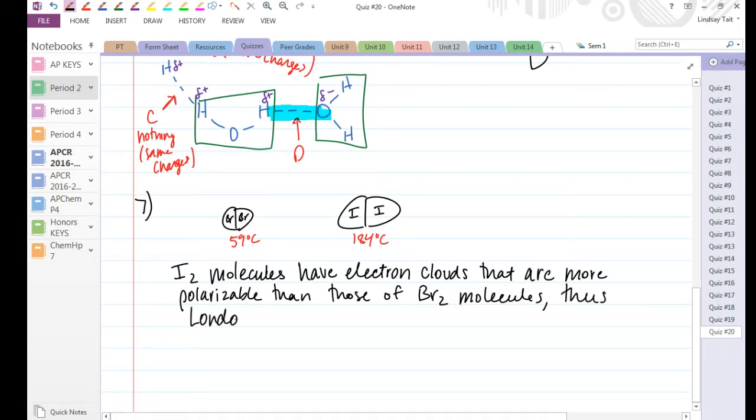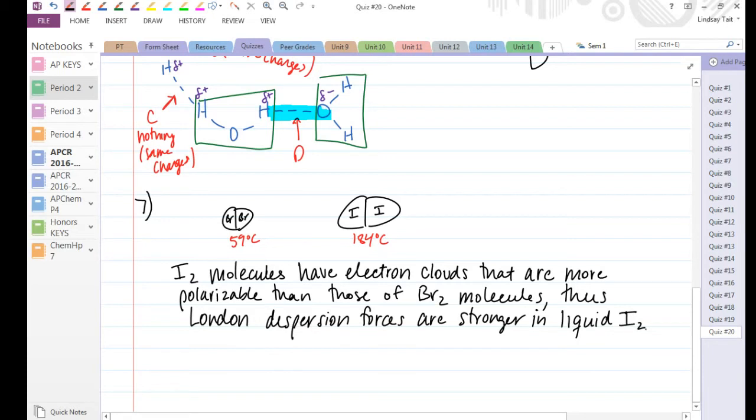Thus, London dispersion forces are stronger in liquid I2. Right? And so that was the answer, just saying the I2 have electron clouds that are more polarizable. I would have liked something on an FRQ indicating, well, why is the I2 more polarizable? And that does have to do with the increased number of electrons in their electron cloud.